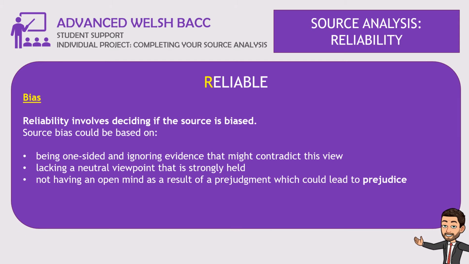Again, still on reliability, it is the largest part when you're looking at RURU. Bias. Reliability involves deciding if the source is biased. Now, you would have heard of that word before. It means kind of leaning one side, and ignoring evidence that might contradict the one-sided view. Very often lacking a neutral viewpoint, and the opinion is very strongly held. Not having an open mind as a result of a prejudgment which could lead to prejudice.